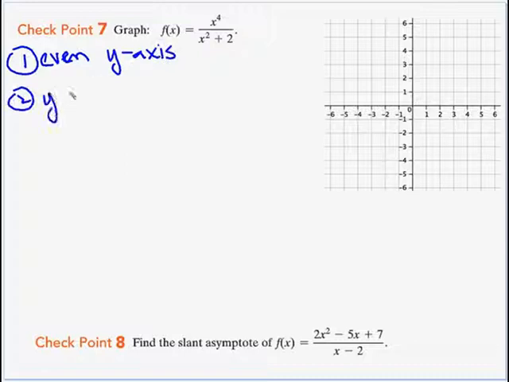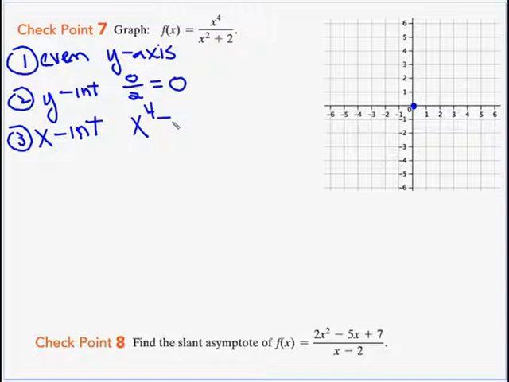2, y-intercept. If I plug a 0 in for all x's, I will get 0 divided by 2, or 0. So that's my x-intercept, or excuse me, y-intercept. My x-intercept, I set the numerator equal to 0, x to the 4th equals 0 at x equals 0. So same for my x-intercept.